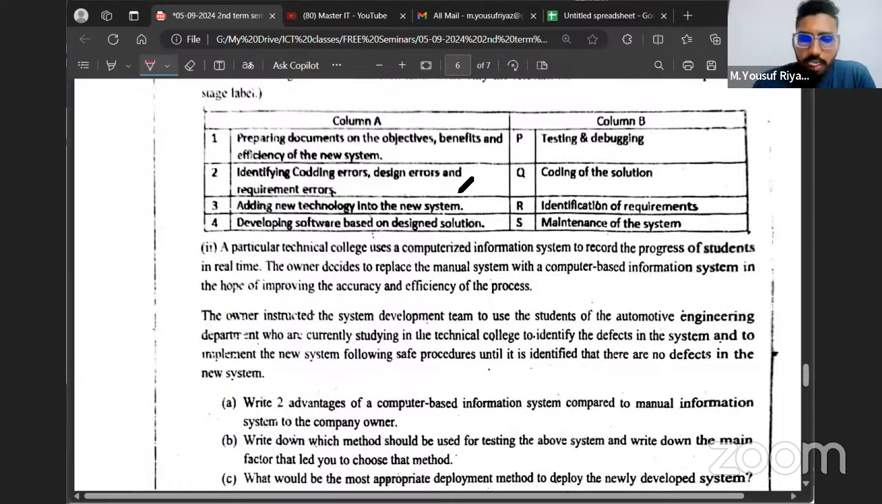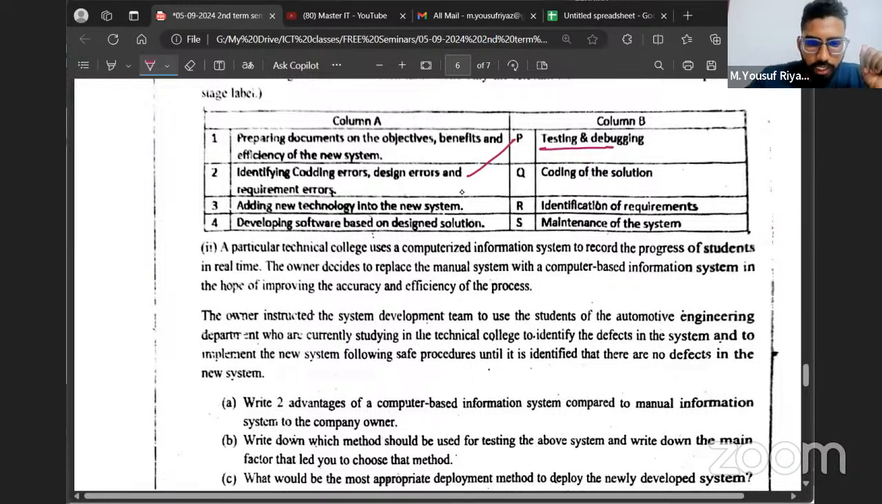Now, first of all, tell me in terms of testing and debugging, which one comes? 1, 2, 3, or 4? Now, testing is you're going to test the application. Debugging is you're going to solve the errors or correct errors that were found in the testing phase. So that is done in which one? 1, 2, 3, or 4? You're identifying errors and all those things. Exactly. You can see they have mentioned identifying coding errors. That is done in the P stage.